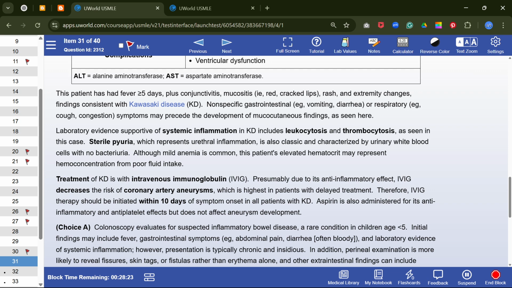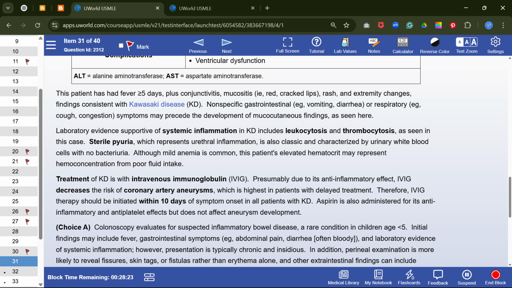Lab evidence supportive of systemic inflammation in KD includes leukocytosis and thrombocytosis. As seen in this case, sterile pyuria, which represents urethral inflammation, is also classic and characterized by urinary WBCs with no bacteriuria. Although mild anemia is common, this patient's elevated hematocrit may represent hemoconcentration from poor fluid intake.